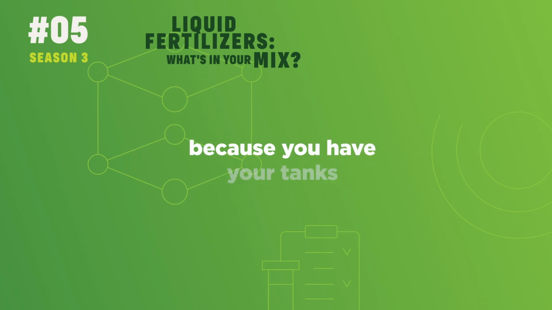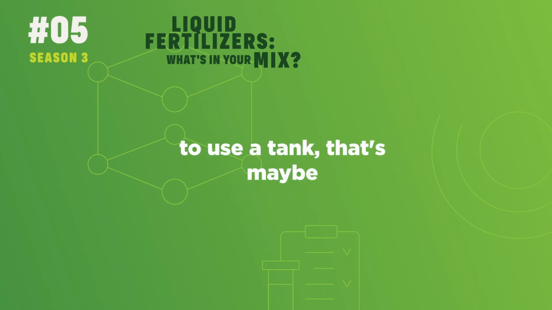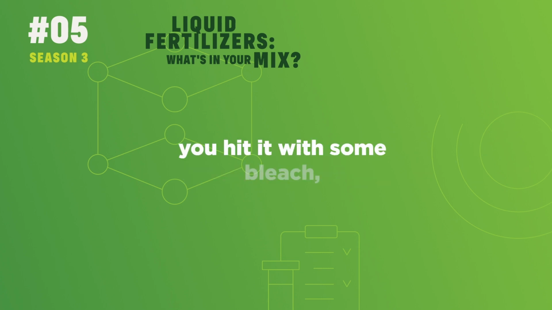And that's because you have your tanks and you go to clean it, and depending on what's stored in that tank, if you're going to use a tank that's maybe had some ammonia stored in it or aqua ammonia, and then you hit it with some bleach because you want to make it real clean, that's where we can have chlorine dioxide gas get generated, which is a lung irritant, can cause fluid buildup in your lungs. It's flammable and it can explode.